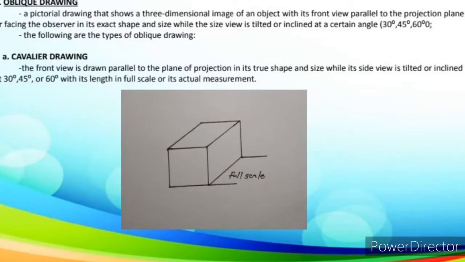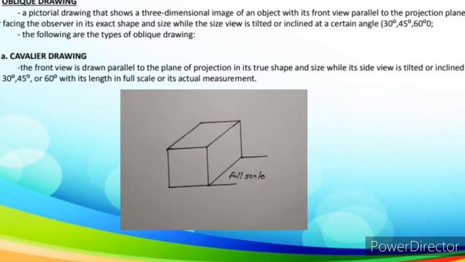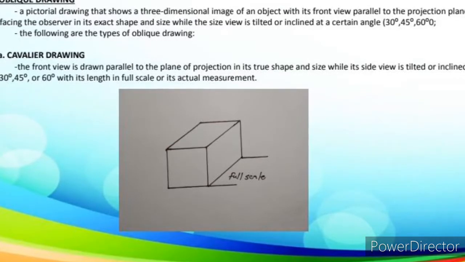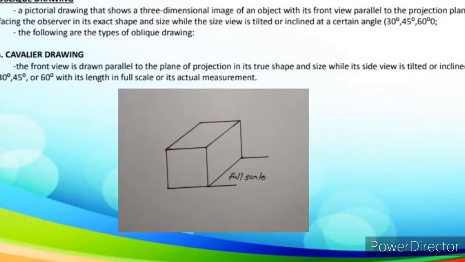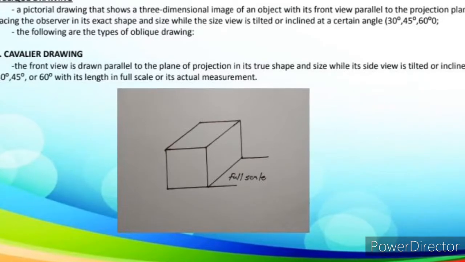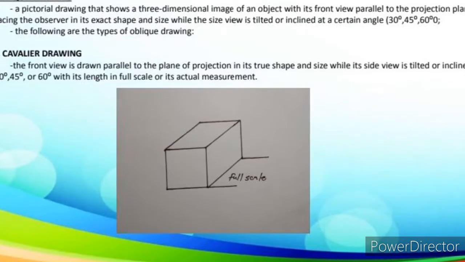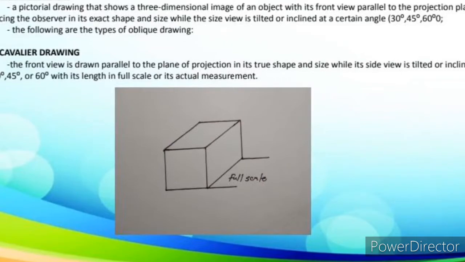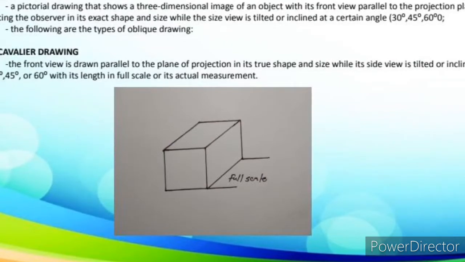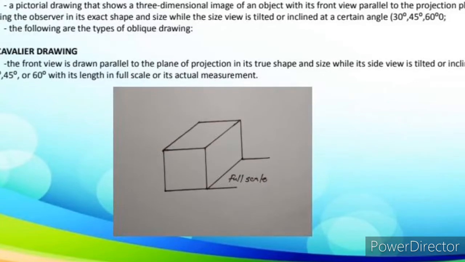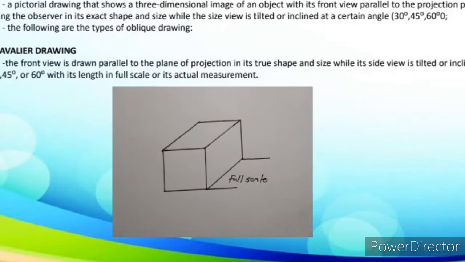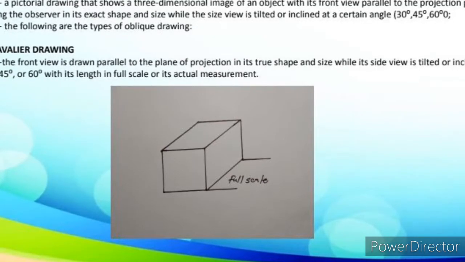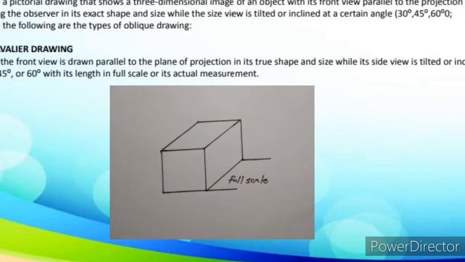Next type of pictorial drawing is the oblique drawing, a pictorial drawing that shows a three-dimensional image of an object with its front view parallel to the projection plane or facing the observer in its exact shape and size, while the side view is tilted or inclined at a certain angle, 30 degrees, 45 degrees, or 60 degrees. The following are the types of oblique drawing.